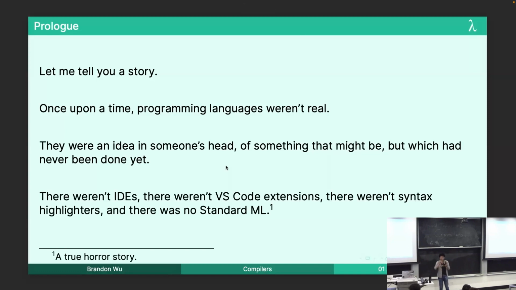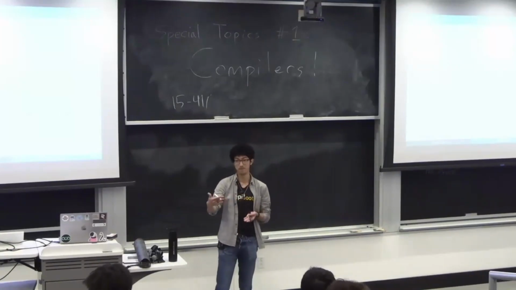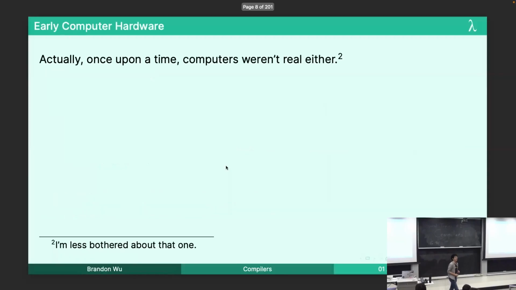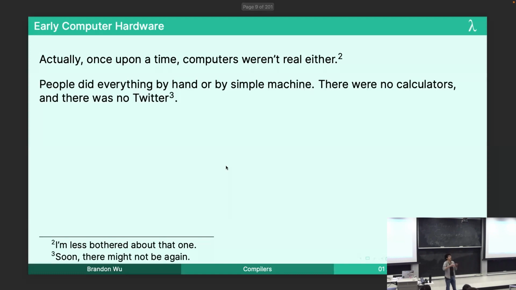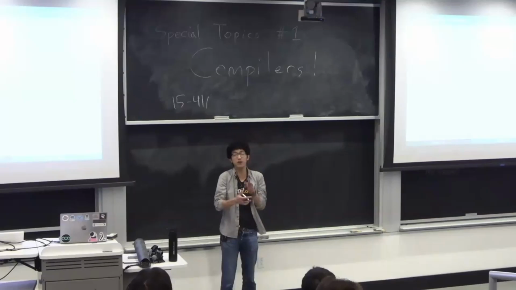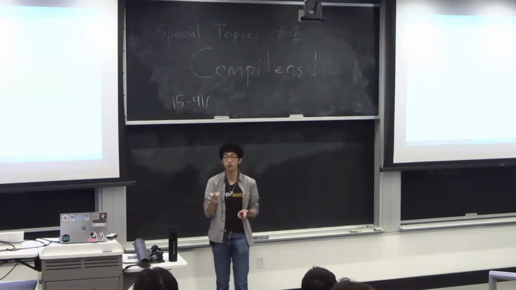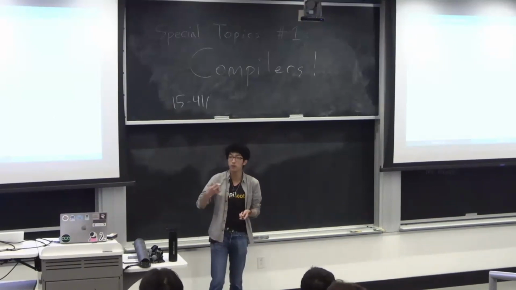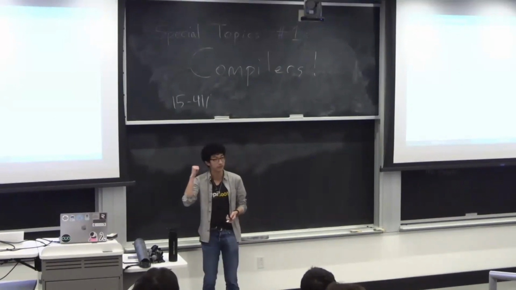There weren't IDEs, there was no VS Code, there was no Standard ML. I know, this is the horror part of the story, okay? And once upon a time, computers also were not real. Somehow that bothers me less than the programming languages part. But computers were not real. There was no Twitter, there were no hard drives, there was nothing that you could do. Everything you wanted to compute, you'd have to do by hand, or by a simple machine. No calculators. You know, when the math teachers said, when you grow up, there's not going to be a calculator in your back pocket, back then they were right, okay?